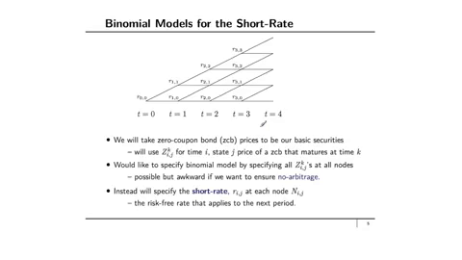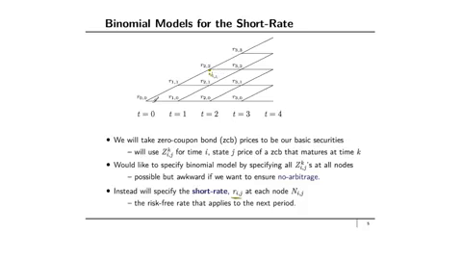So here's an example of a binomial model for the short rate. We're actually going to be using binomial models throughout these modules on term structure modeling and fixed income derivatives pricing. We have time as usual down here, t equals 0, t equals 1, and so on. We're going to use the notation Rij to specify the short rate at node Nij. So for example, this point here is node N22.